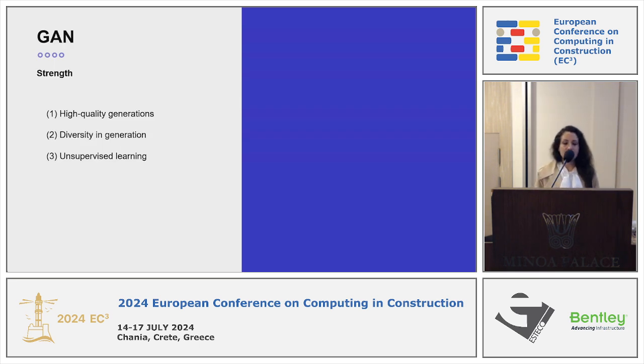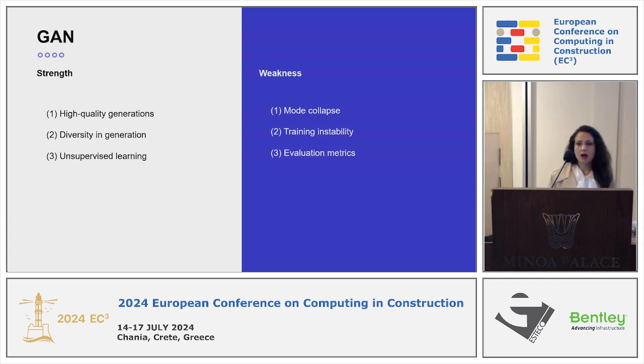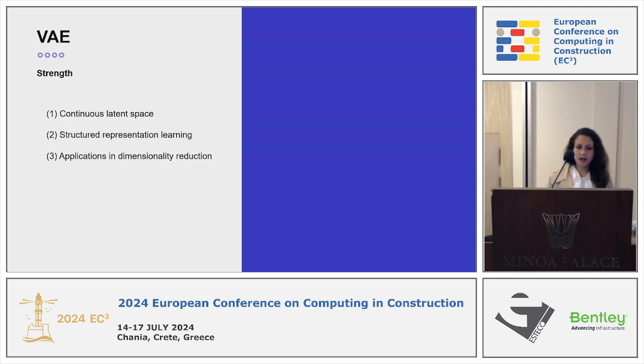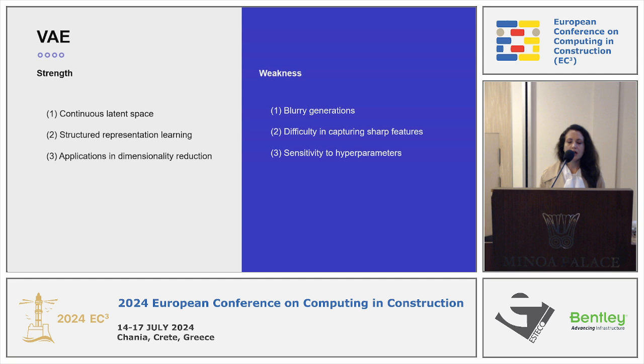The strengths of the GAN method are high quality generation, diversity in generation, and unsupervised learning. However, the weaknesses are mode collapse, training instability, and evaluation metrics. The strengths of variational autoencoders are continuous latent space, structure, representation learning, and application in dimensionality reduction. However, the weaknesses are blurry regeneration, difficulty in capturing shape features, and sensitivity to hyperparameters.